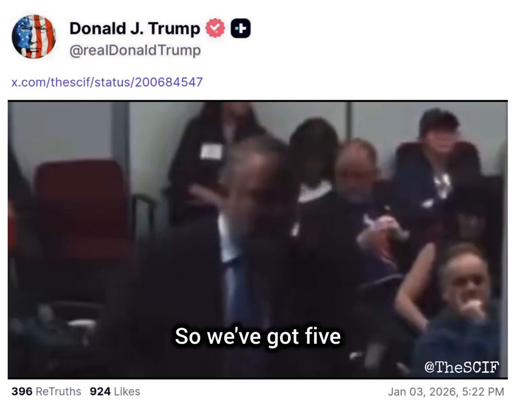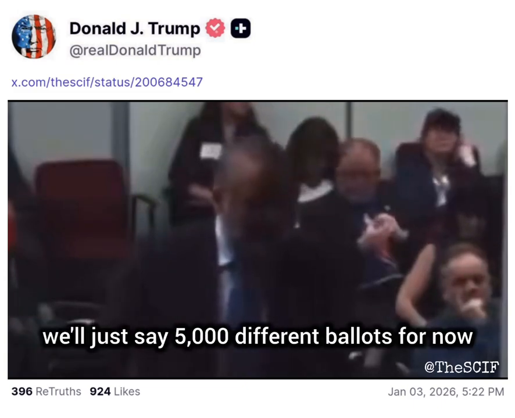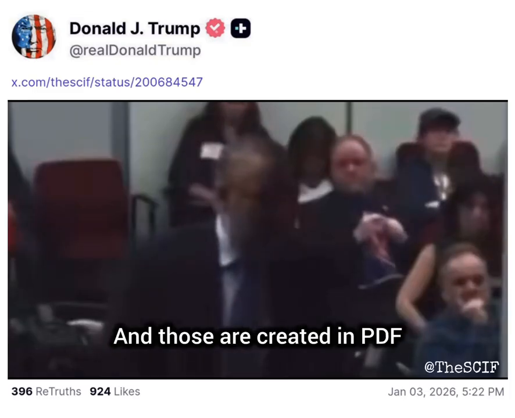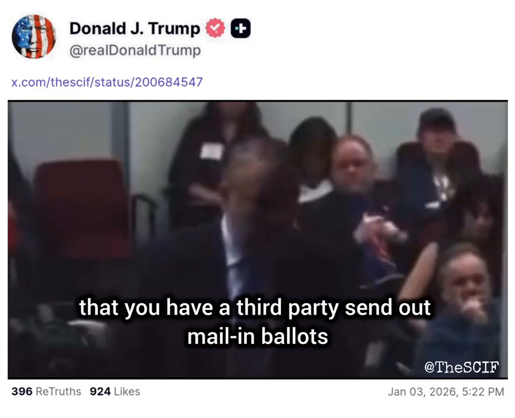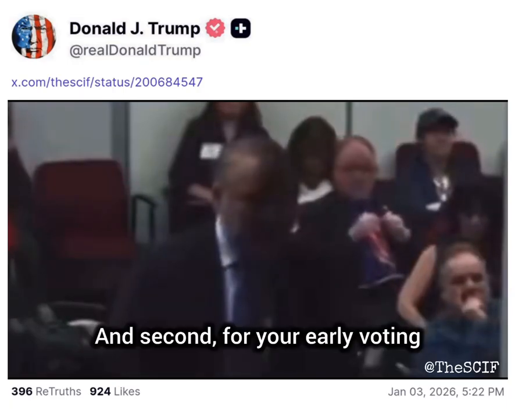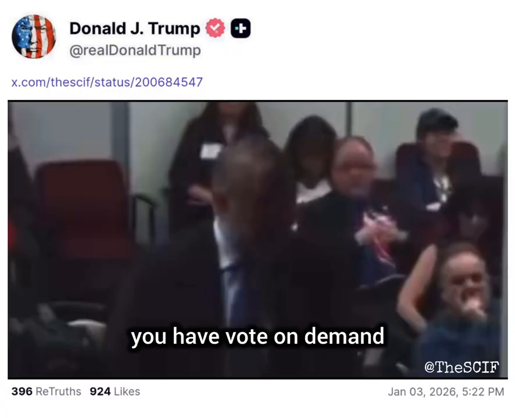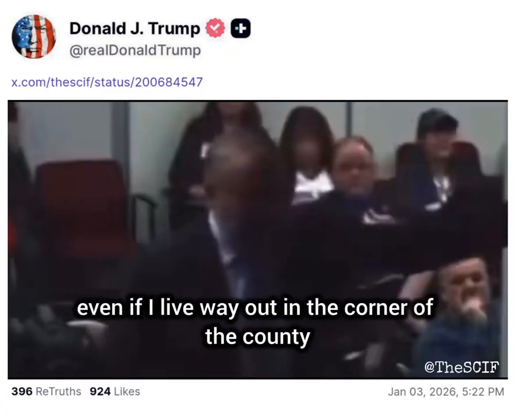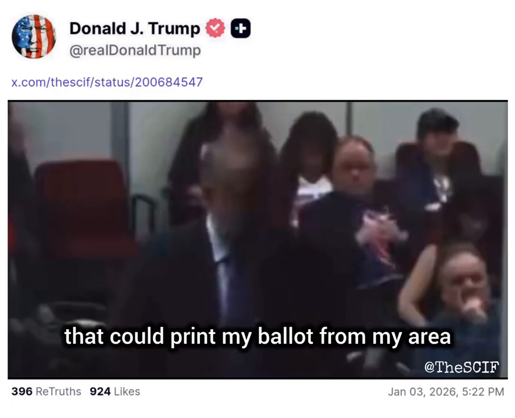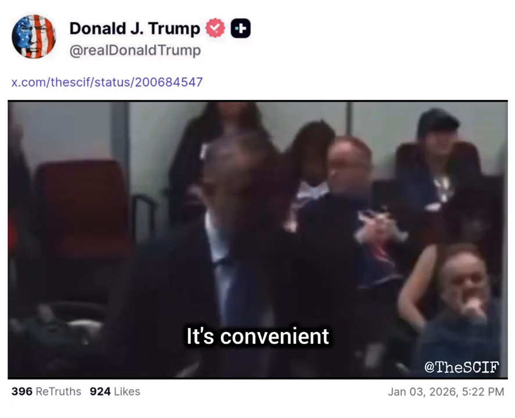So we'll just say 5,000 different ballots for now that are created ahead of time, and those are created in PDF. Now, the big reason why is that you have a third party send out mail-in ballots, so those have to be created in advance. And second, for your early voting, you have vote on demand. So even if I live way out in the corner of the county, but I work downtown, I could go to something downtown that could print my ballot from my area, and I could vote here. It's convenient. A lot of people do that.